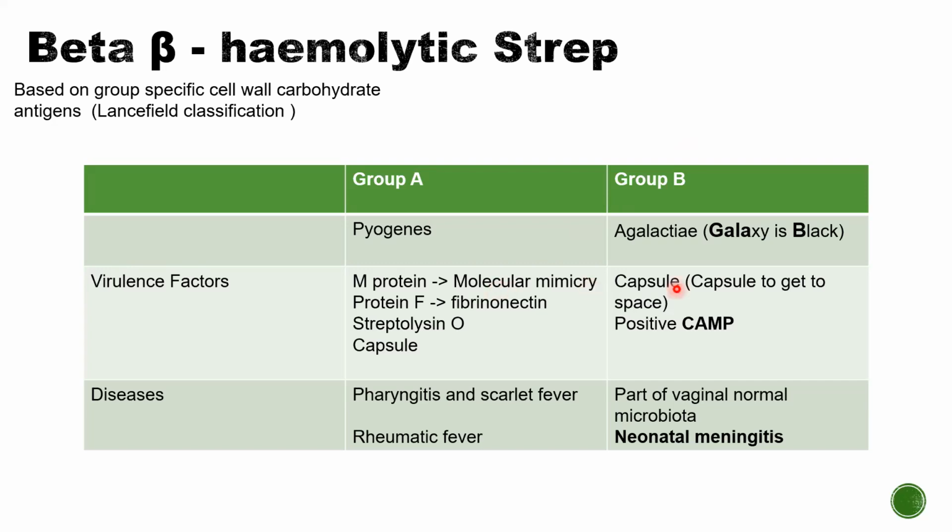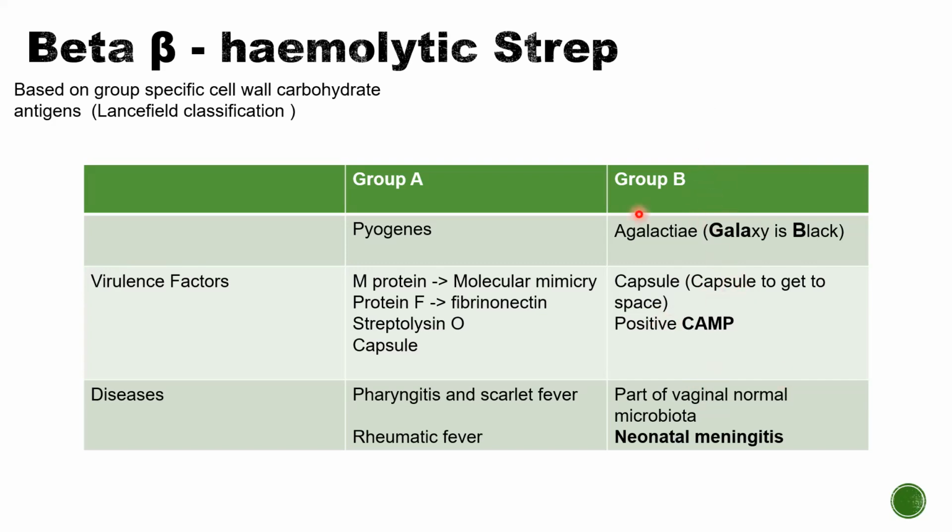I know there are many virulence factors for each organism, but I'm only mentioning the ones that are very specific or relevant to the disease. If I gave you a list like hyaluronidase and all the enzymes it has, you don't really need to know all of that. Just know the ones that are very relevant, high yield, and directly related to the disease it causes. So let's start with group B.